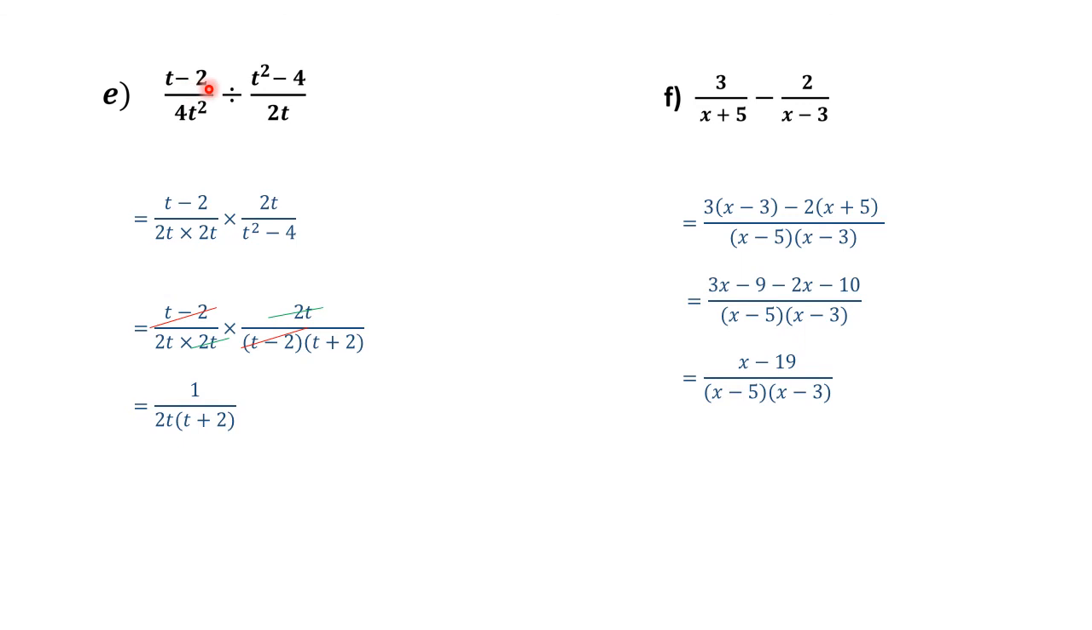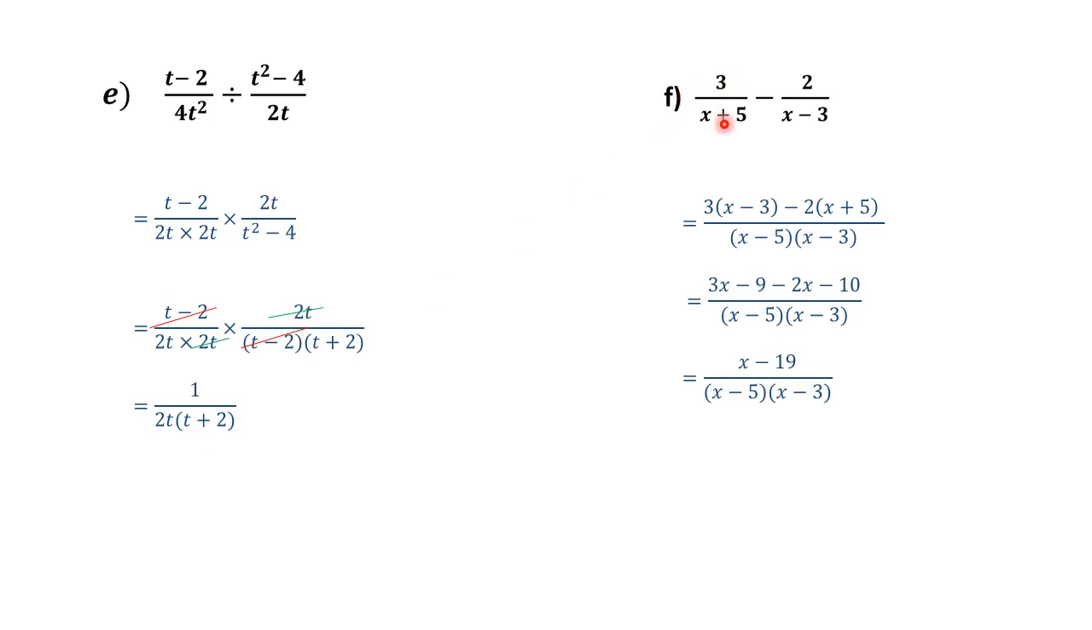Part E, t minus 2 over 4t square divided by t square minus 4 over 2t. Change the sign from division to multiplication. Flip the fraction, we will get 2t over t square minus 4. Simplify 4t square, 2t times 2t. T square minus 4 can be simplified as t minus 2 into t plus 2. T minus 2 and t minus 2 cancelled. 2t with 2t cancelled. We have 1 over 2t into t plus 2.